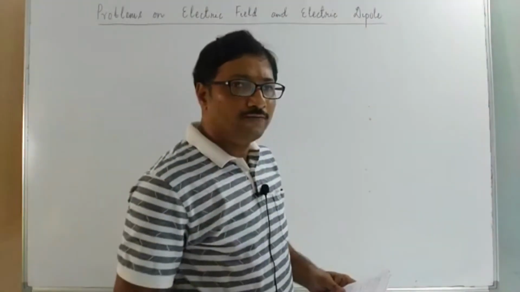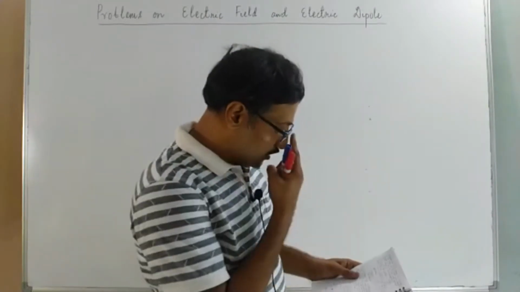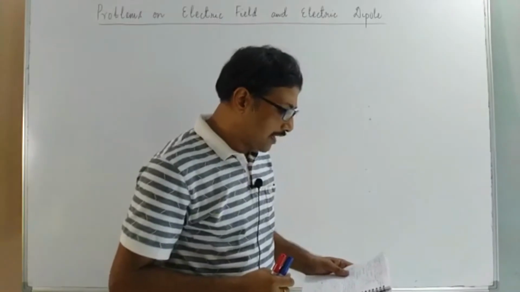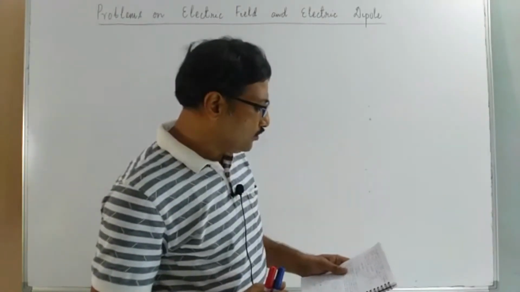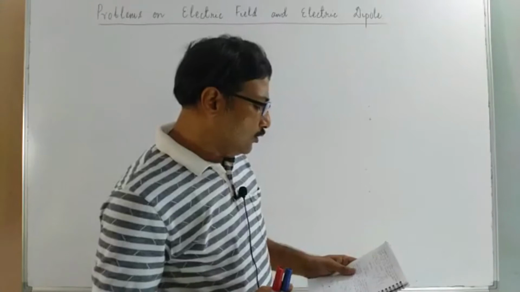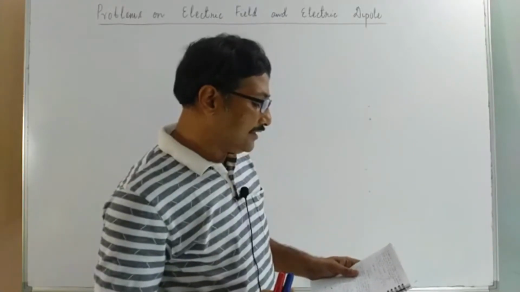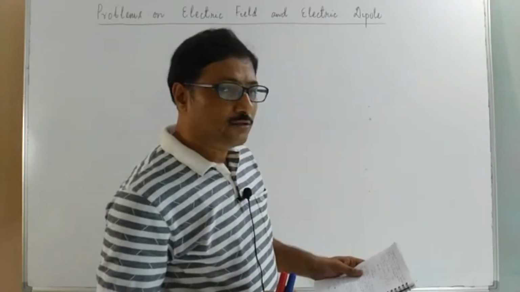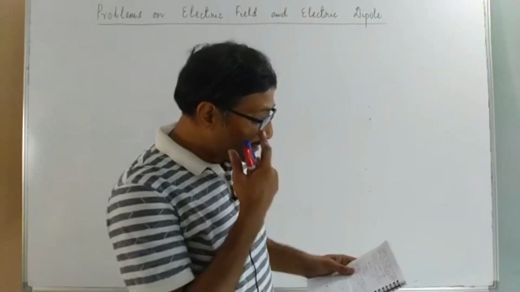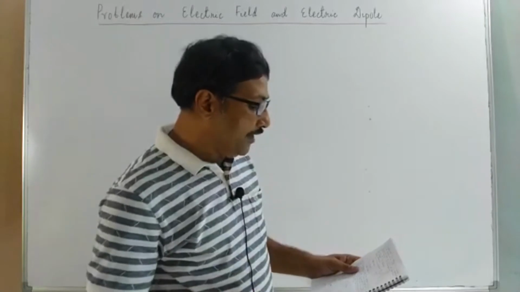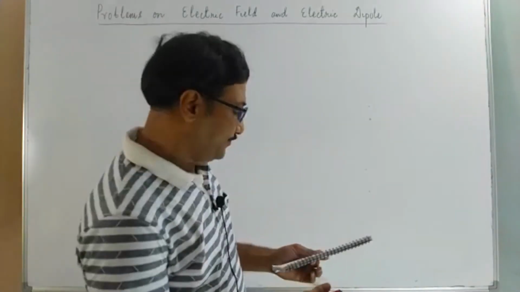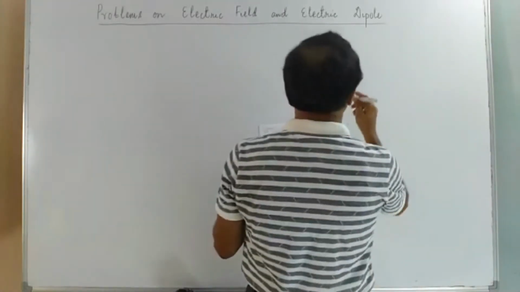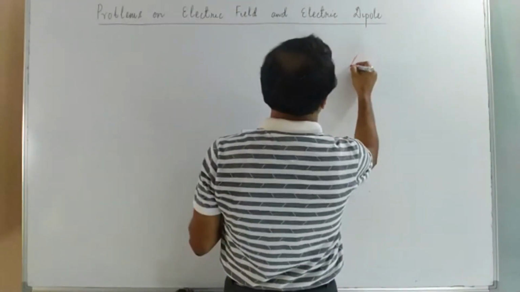Now we will solve problem number 3. The problem statement is: 3 charges plus Q, minus 2Q and plus Q are located at the vertices of an equilateral triangle of side twice L. What is the equivalent dipole moment of the arrangement? So first, we need to draw the diagram.